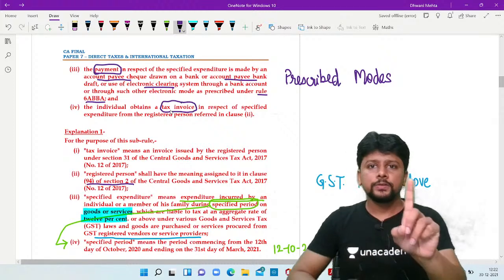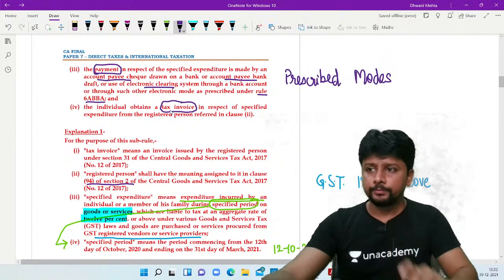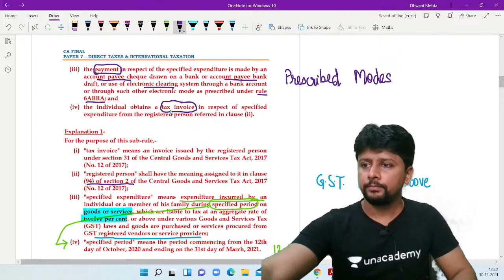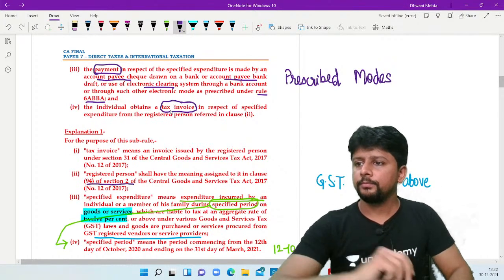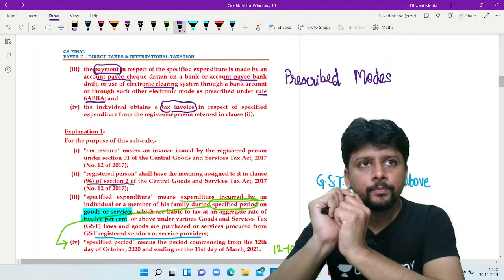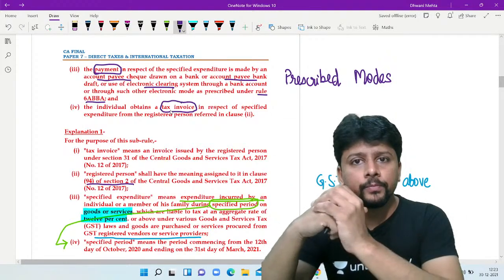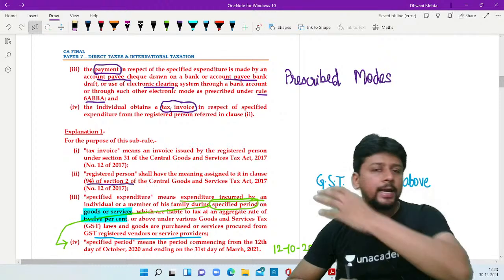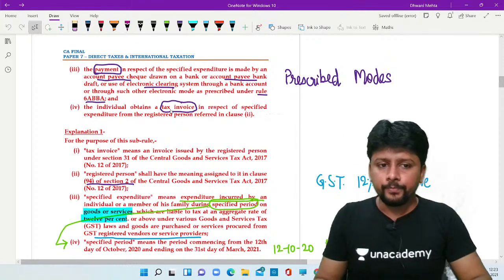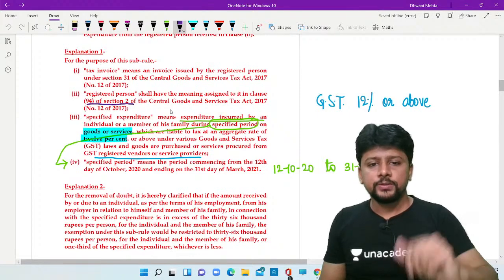Then, subject to these conditions, I must make the payment to a tax registered dealer. It should be of specified expenditure. It should be during the specified period. It should be through the prescribed modes of payment. And I am availing this exemption in lieu of that one unused journey that I have. Then explanation number 1 says what is specified expenditure and what is specified period.